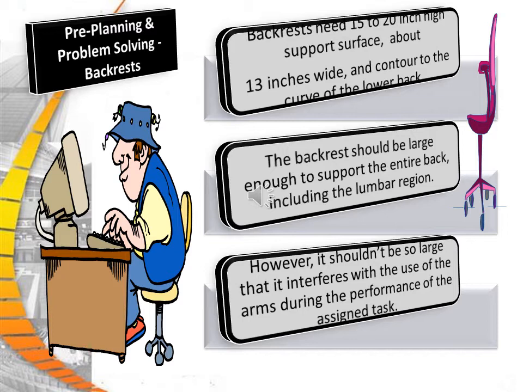Backrests need 15 to 20 inches high support surface, about 13 inches wide, and contour to the curve of the lower back. The backrest should be large enough to support the entire back, including the lumbar region. However, it shouldn't be so large that it interferes with the use of the arms during the performance of the assigned task.